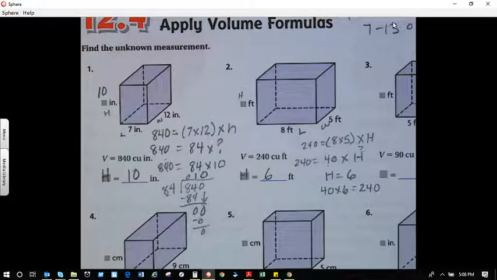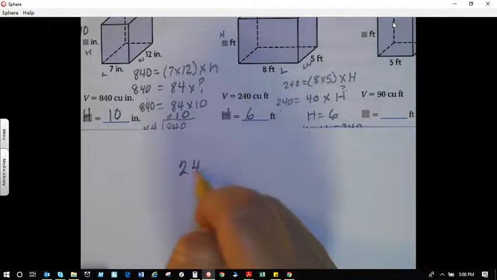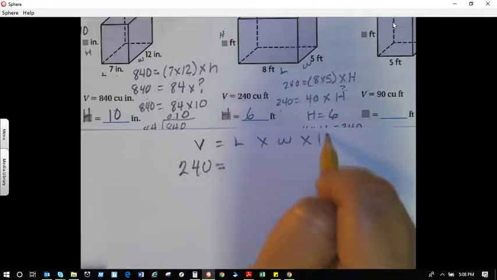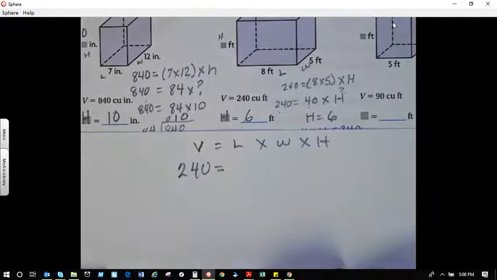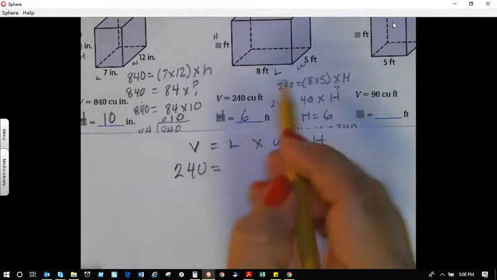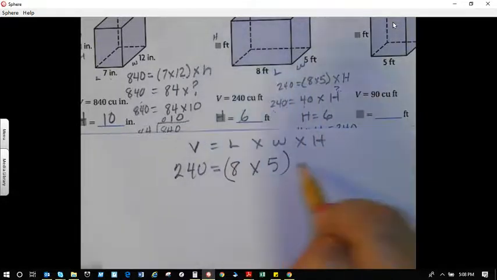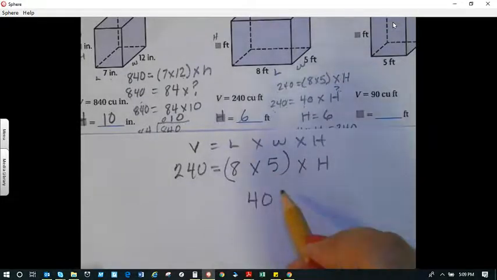Let me move this out this way. So I have this problem, 240 equals, and this was volume equals length times width times height. This is the way it is when we're balancing the equations. We went through algebra about a month and a half ago. So my length is 8 times my width is 5. Put that in parentheses, times my h, because that's what I'm looking for. So I have 40 times h.